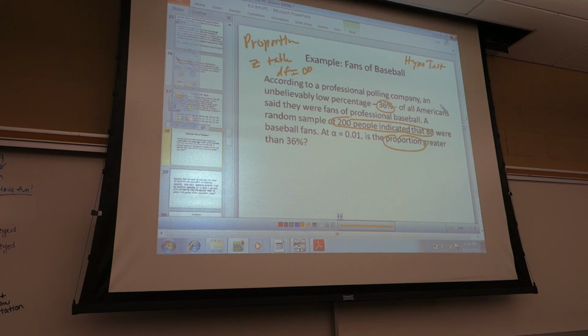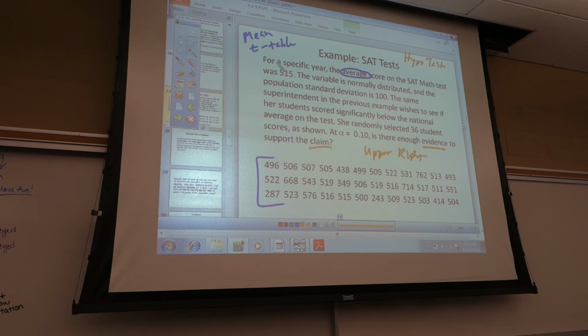All right, so let's back up. I forgot the degrees of freedom on the previous ones. So, everyone help me out. That's right. We'll make sure. Well, like this one, this is a mean T-table. What's my degrees of freedom?